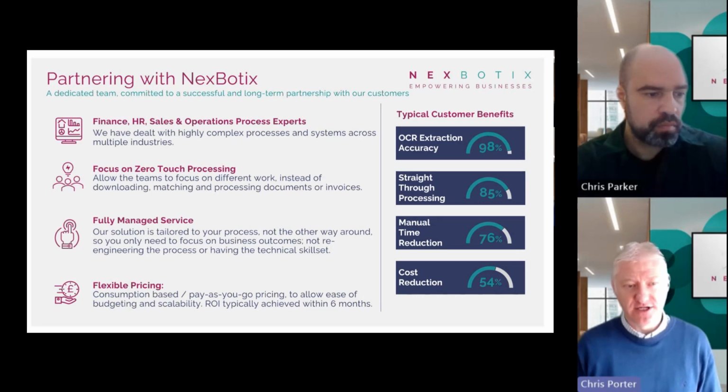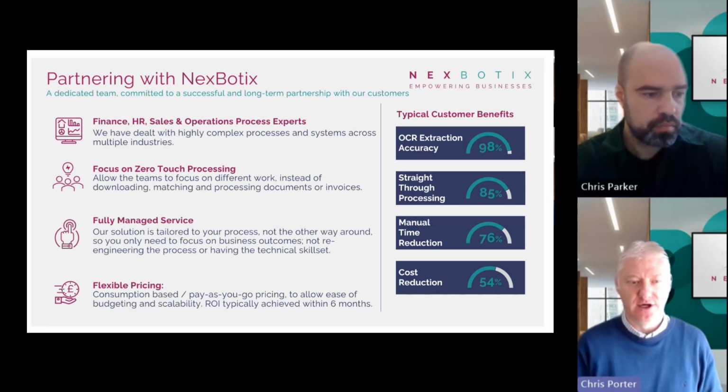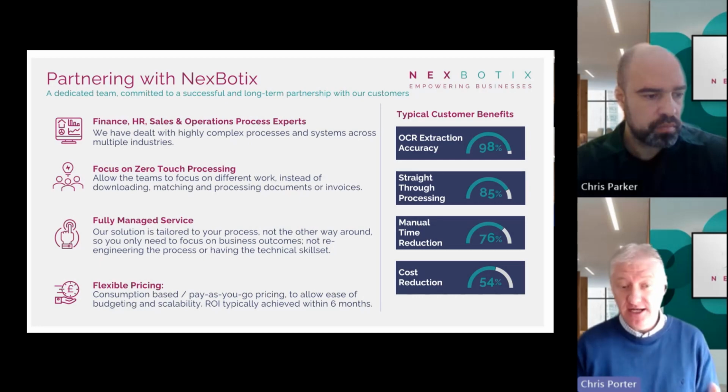And we absolutely focus on zero touch processing, as I say, trying to get that straight through processing as high as we possibly can to ensure that there's less for people to do so they can focus on the more interesting and important work. And this is all offered with a fully managed service, so companies don't need the skills internally. You don't need your own developers. You don't need your own people to understand how to automate a process. We do all that for you and seamlessly implement the solution alongside your current business as usual.